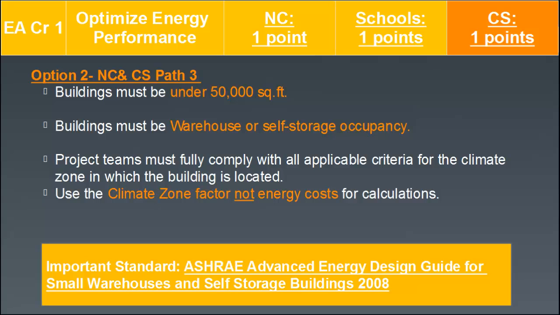Option 2, new construction, core and shell, path 3. Buildings must be under 50,000 square feet, must be warehouse or self-storage occupancy, and project teams must fully comply with all applicable criteria for the climate zone in which the building is located. In this case, as well, you use the climate zone factor, not energy costs, which is what you would use for the energy model, option 1. Similarly, you're using ASHRAE Advanced Energy Design Guide, but this is for small warehouses and self-storage buildings. So it's really based on building type to get more specific about what should be spec'd.